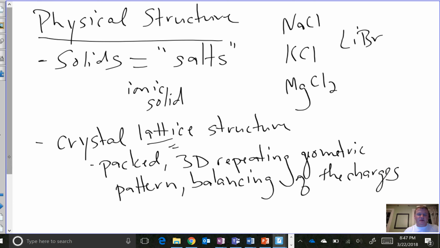So ionic compounds are solids. They are called salts, and they form this repeating crystal lattice structure. Think of grains of salt, cube on cube on cube on cube, just a bunch of cubes. So a very repeated, rigid geometric arrangement. Okay, so that's the structure.